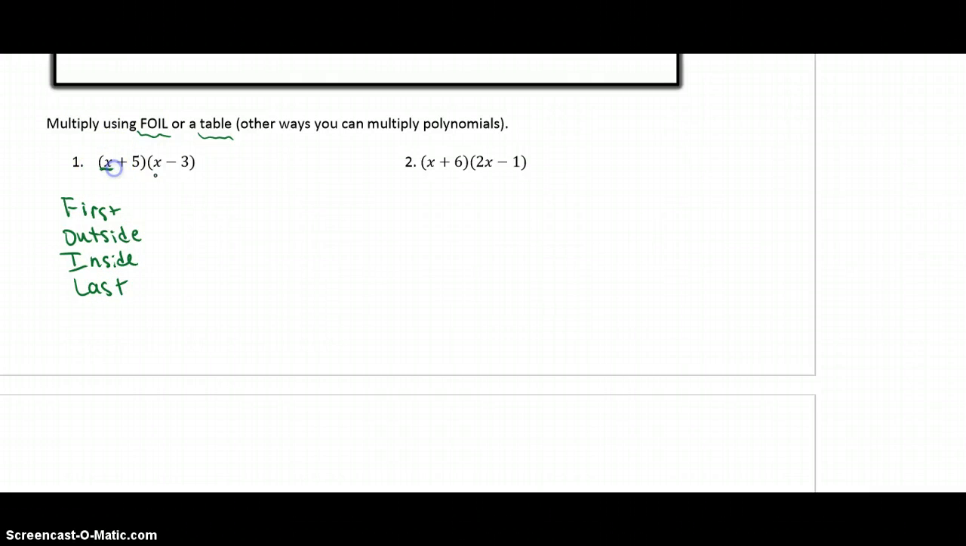So by first, they mean the first terms. You're going to multiply the first terms in both binomials. So that would be x squared. By outside, they mean you're going to multiply the outside terms, the x and the negative 3, and that's negative 3x. By inside, you would multiply the 5 and x, the two inside terms, so that would be positive 5x. And then the last terms are the 5 and negative 3, and that's negative 15. And so it's just like distributing, but it's just a helpful reminder. It only works for binomials.